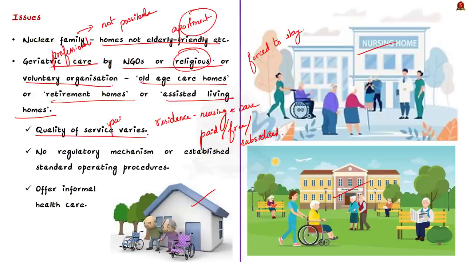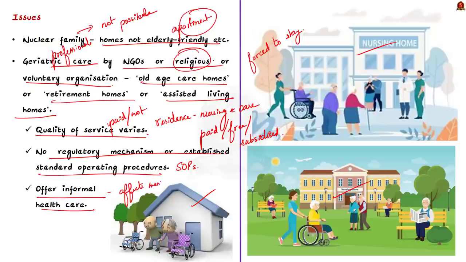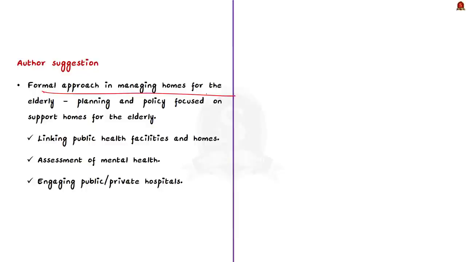This is due to the fact that there is no proper regulatory mechanism or established standard operating procedures in these homes. So many times they only offer informal health care. This again affects the mental health of those who are residing in these homes. So the author has suggested that there is a need for a formal approach in managing these homes for the elderly.